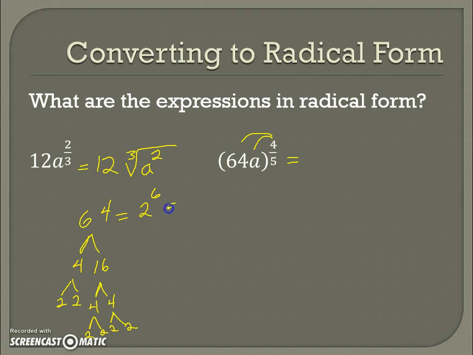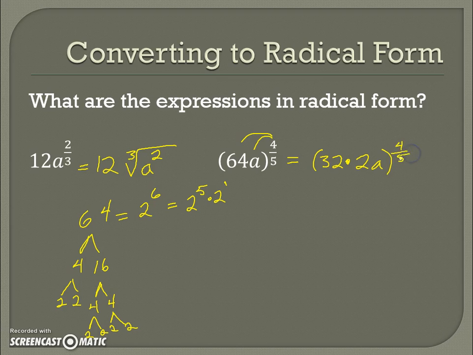2 to the 6th power is going to be the same thing as 2 to the 5th times 2. So I'm going to pull out that fifth. Now, this is kind of complicated math, so just bear with me on this. We'll get through it. But I'm going to pull out that fifth, which 2 to the 5th is the same thing as 32. So I'm going to split this thing apart and say that this is 32 times 2a, and raise that whole thing to the 4/5.